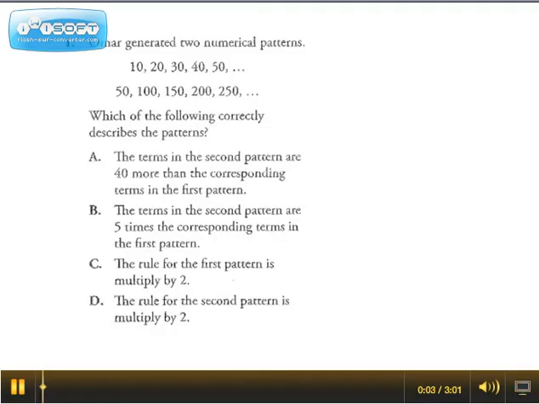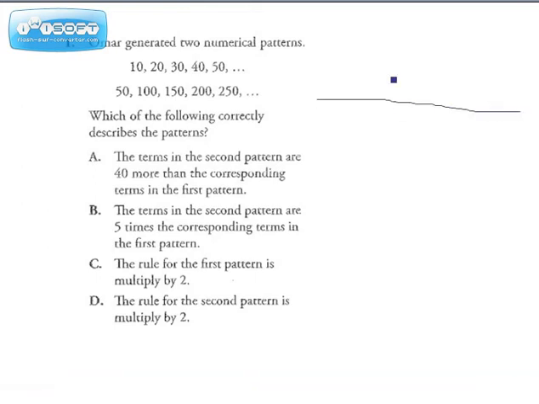We're taking a look at a question that really requires you to draw a t-table to really figure out what's going on. So let's put that over here. And I apologize, it'll be a little messy because I'm using a different mouse than I'm used to using. Omar generated two numerical patterns. So we have, let's put that over here as X, and then we'll put this pattern over here as Y.